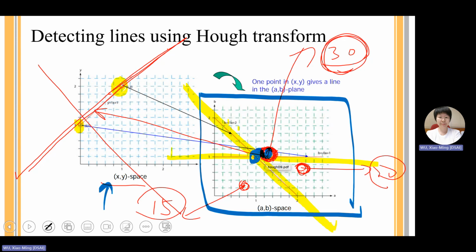The larger the count, the more significant the line. Larger counts indicate there are many points that belong to the same line. So this is the idea of Hough transform.